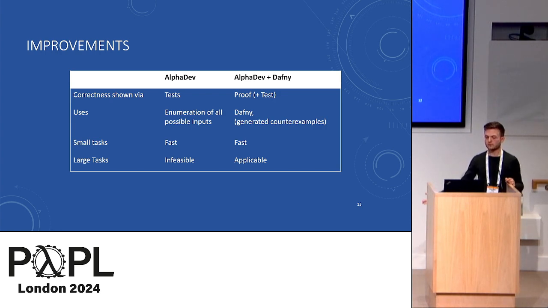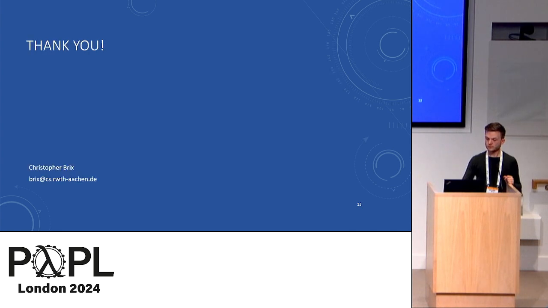Because we can combine testing and verification for small tasks, basically we fall back to the original implementation and can solve this fast. And for large tasks, as I said, AlphaDev might not be applicable, but in the combination, this could now be solved. Okay, with that I conclude and take any questions.